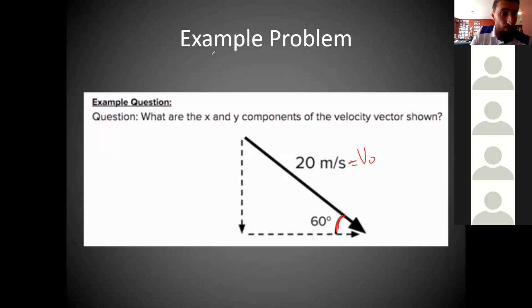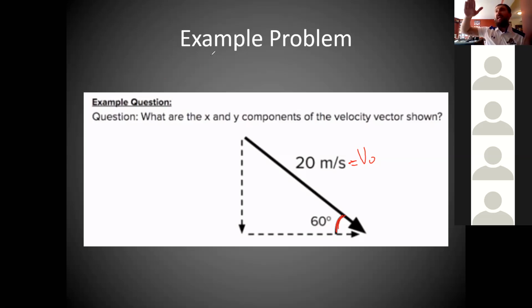X is horizontal, so X is only in the X. Y is vertical. So that's motion in the X direction and motion in the Y direction. So think about this. The question was, when you're plugging in the numbers, what is the difference between Y and X?